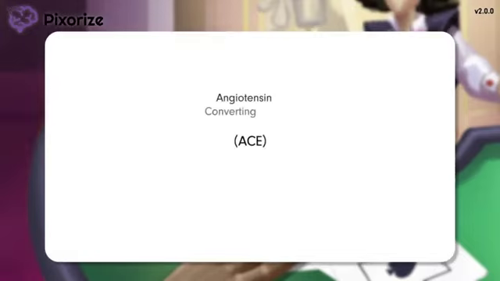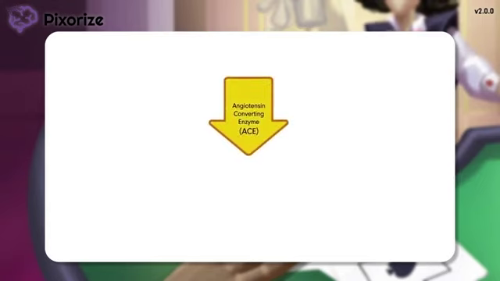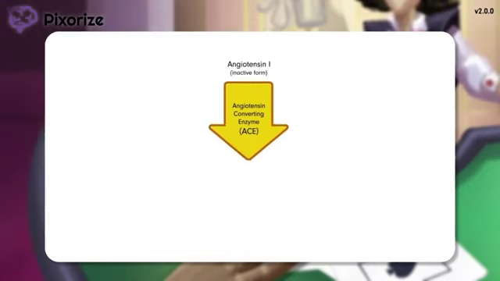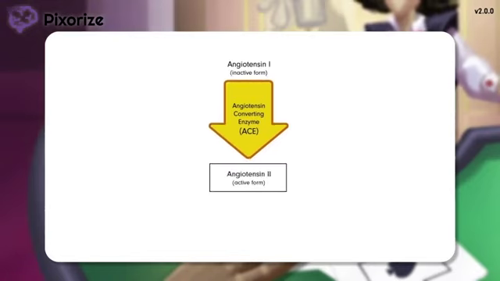ACE stands for angiotensin converting enzyme. Like its name suggests, the angiotensin converting enzyme normally functions to convert the hormone angiotensin from its inactive form, angiotensin 1, into its active form, angiotensin 2. This conversion is a part of a big hormonal pathway known as the renin-angiotensin-aldosterone system, or RAS for short.